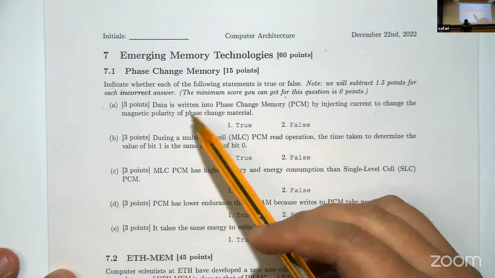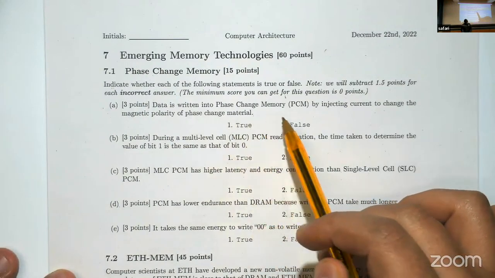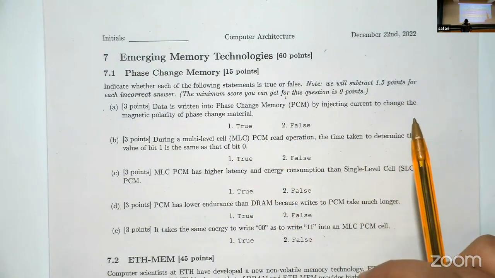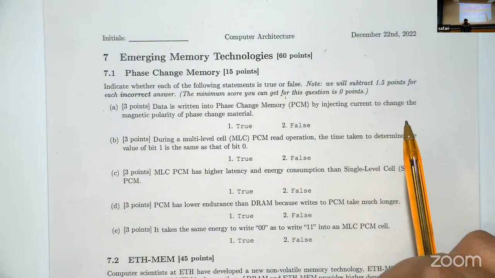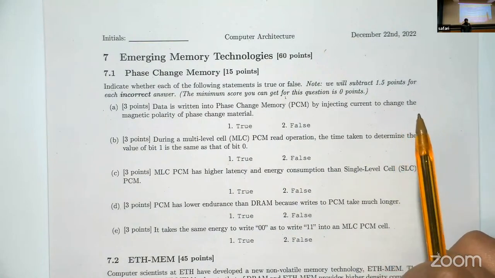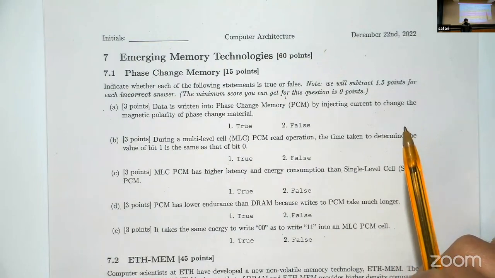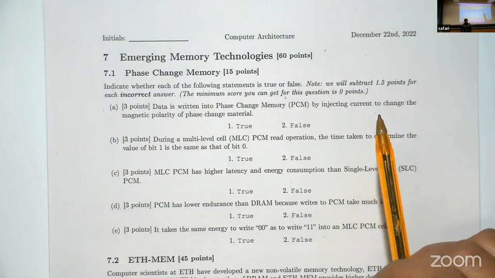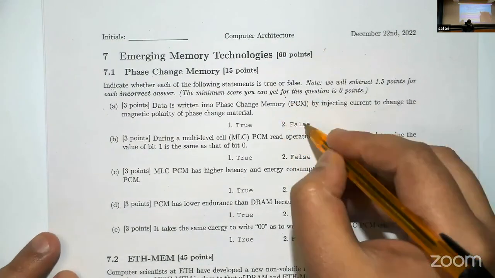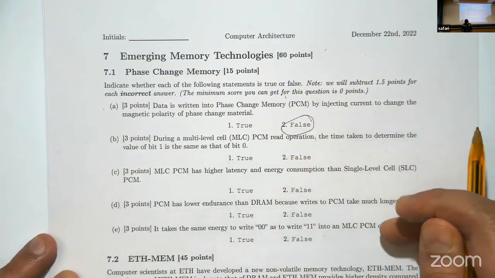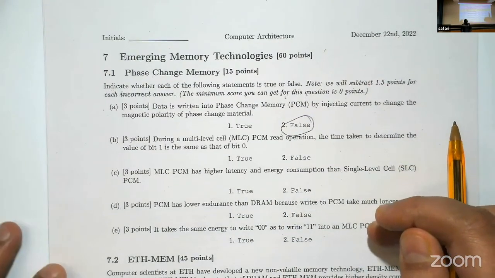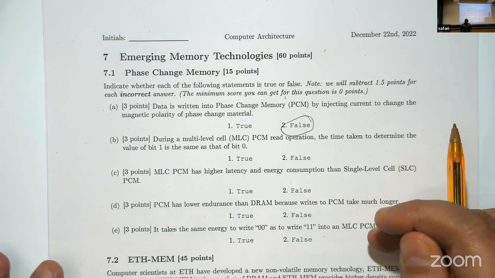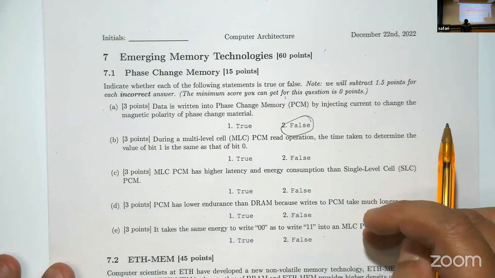The first question is: data is written into the phase change memory by injecting current to change the magnetic polarity of phase change material. What do you think is the answer? Yes, exactly. We inject current to change the phase of the material and not the magnetic polarity in PCM.